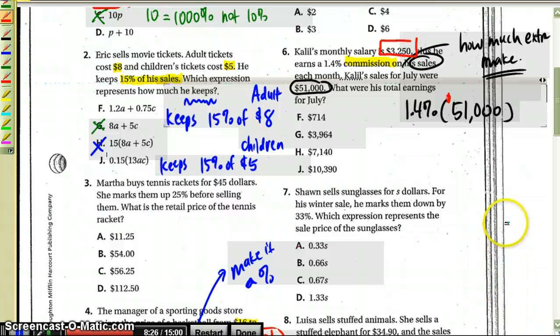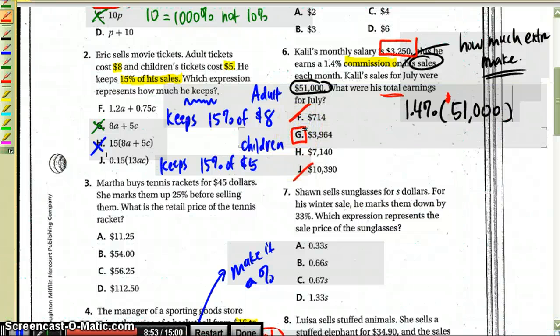If you are doing your math correctly after you get your answer, because we're looking for her total earnings, you definitely can eliminate choice F, because she's definitely not going to earn a total of just $714. She's definitely probably not going to earn up to $10,000 because she only gets a part of the $51,000. The final answer actually is G, because we added her percentage of the $51,000 to the $3,250 of her salary.